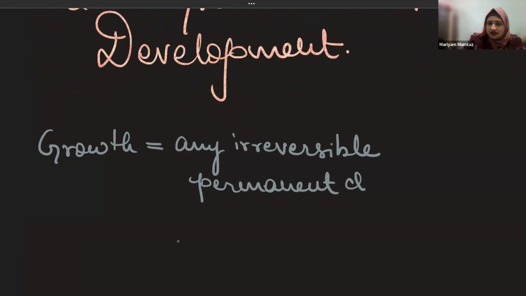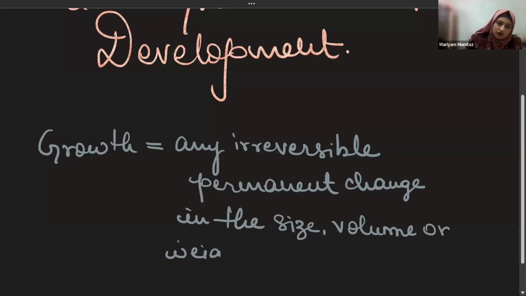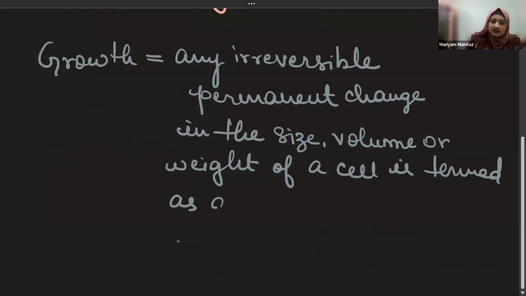Any irreversible permanent change in the size, volume, or weight of an organism, an organ or a cell, is termed as growth. This much is clear? Yes.